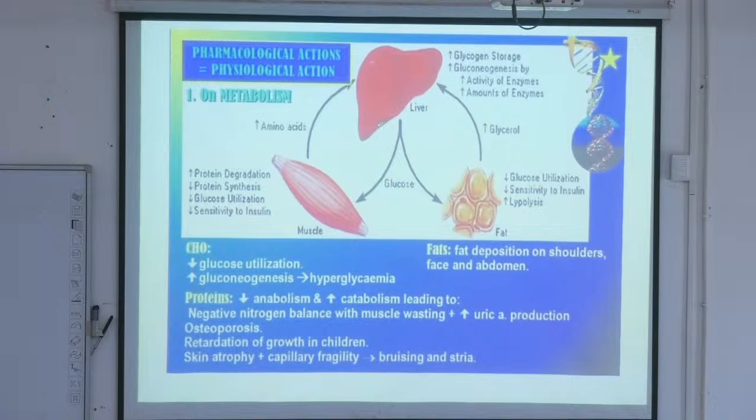Alright, and these patients of Cushing syndrome, they develop what? Typical fat deposition on the shoulders and on the neck. Okay, buffalo hump বলে, ঠিক আছে? And they also have fat deposition in the abdomen. Abdomen becomes very protruded.